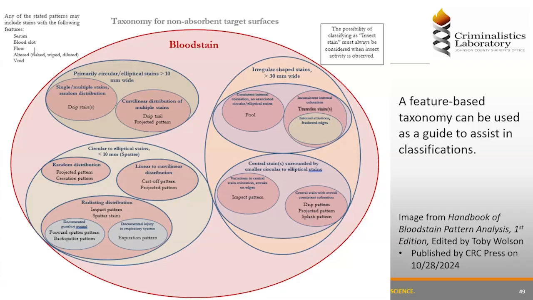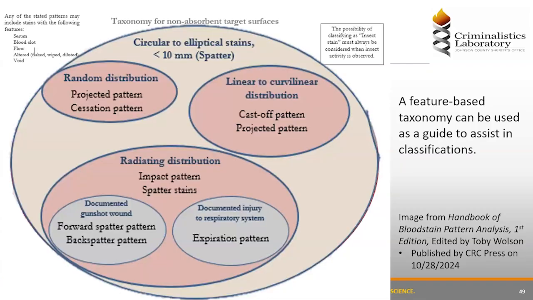And you can see how it visually shows that you can have the same features that are shared by different patterns. And we're going to look at the lower left oval. Here we have circular to elliptical stains. These are spatter, and then here's various distributions: random distribution, linear to curvilinear, radiating distribution.